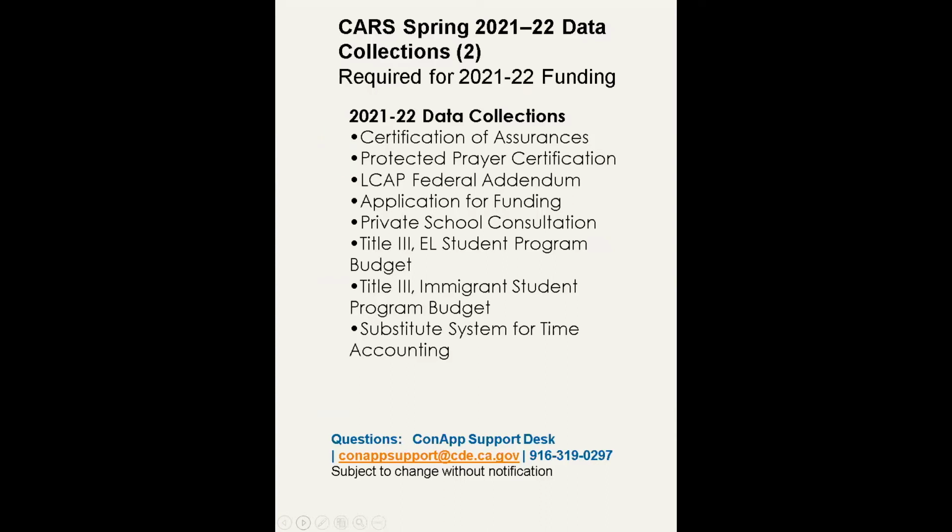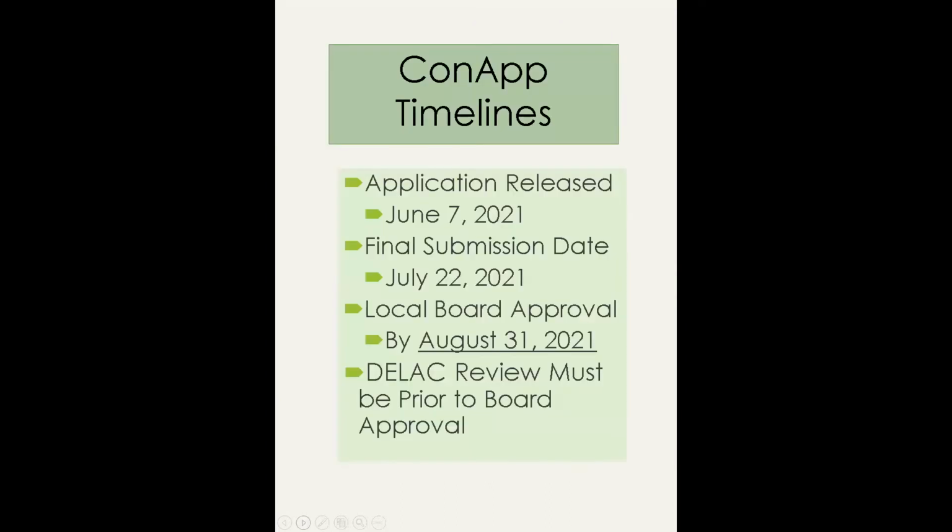21-22. So this is the actual application for funding. This is where you'll be certifying assurances and indicating which programs you want to apply for. And there are a couple budget pages, but otherwise it's primarily applying for the funds. So that's why this is the application that is going to require board approval. So speaking of that, let's look at the next slide, which talks about some timelines.